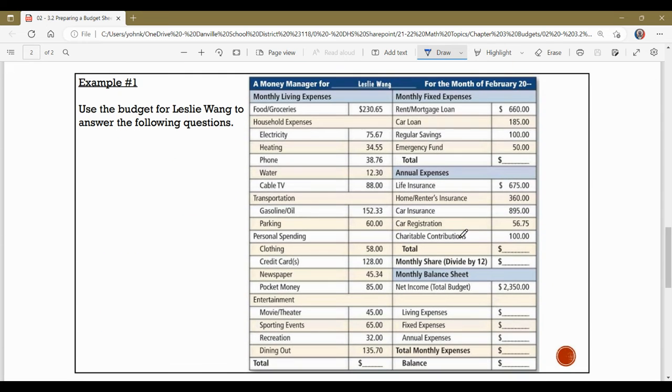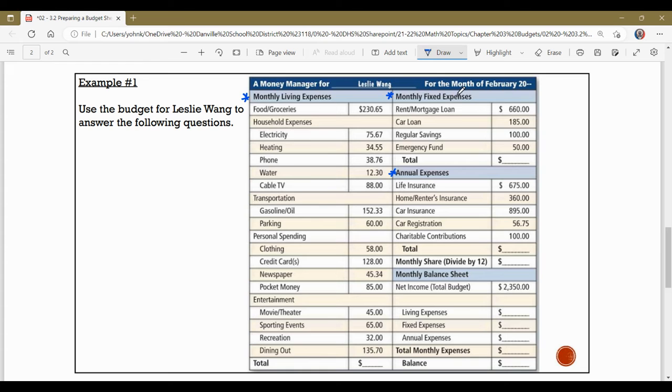So here is a budget sheet. I know it's very overwhelming. There's a lot of stuff on here, but let's talk about it. You have three different expenses: monthly living expenses, monthly fixed expenses, and annual expenses. That's exactly what's on the previous slide. Now, your monthly living expenses are chunked into different categories: food and groceries, household expenses, transportation, personal spending, and entertainment.